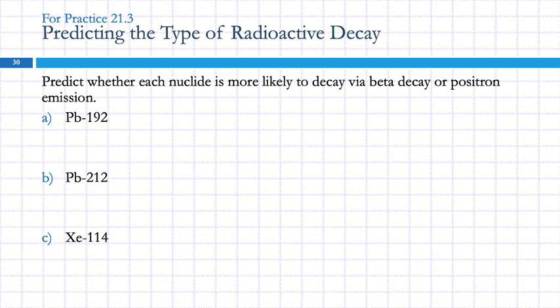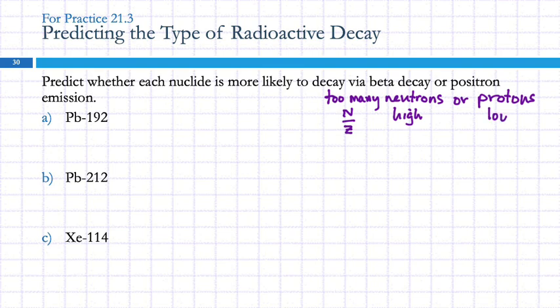Okay, let's practice. Predict whether each nuclide is more likely to decay via beta decay or positron emission. Well, let's first, before we start looking at these, when does beta decay happen? Too many neutrons or too many protons? Too many neutrons, right? Or too many protons for the positron emission, right? So this is a high N to Z ratio, and this is a low N to Z ratio.